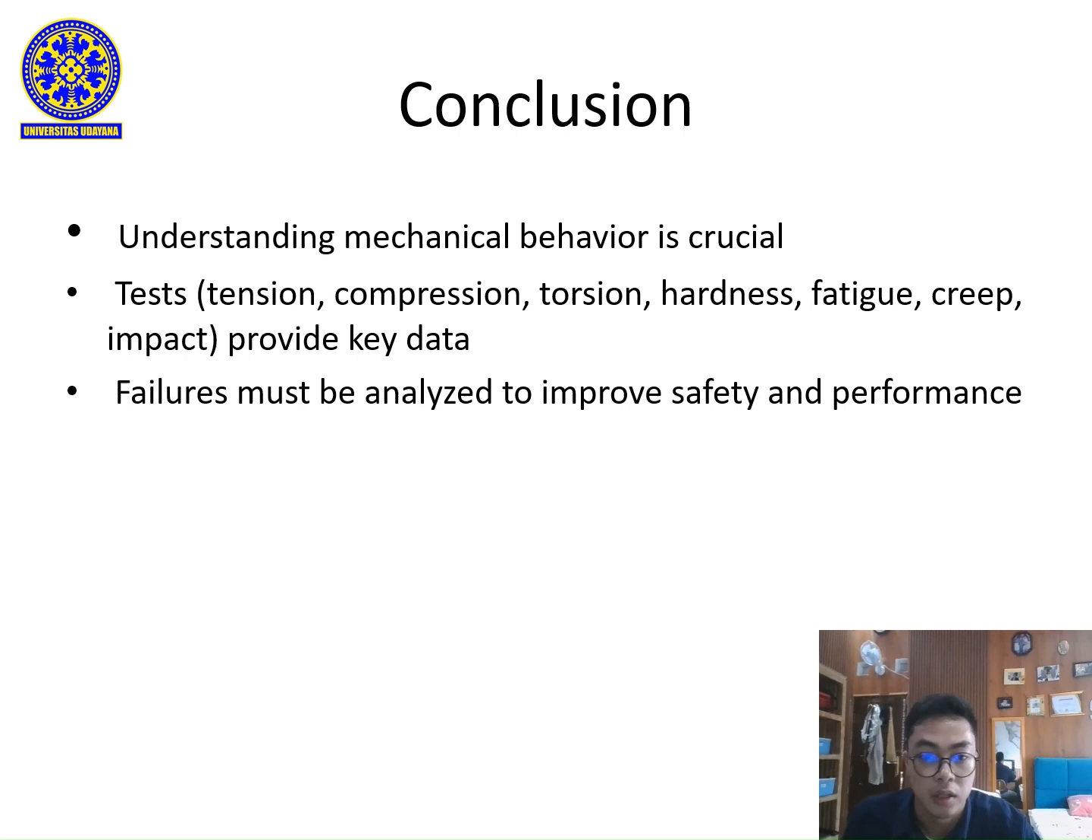In summary, mechanical behavior and testing of materials provide essential information for design and manufacturing. Through tests such as tension, compression, torsion, bending, hardness, fatigue, creep, and impact, engineers can predict how materials will behave in service. By analyzing failure and residual stresses, we can improve product safety, performance, and durability.